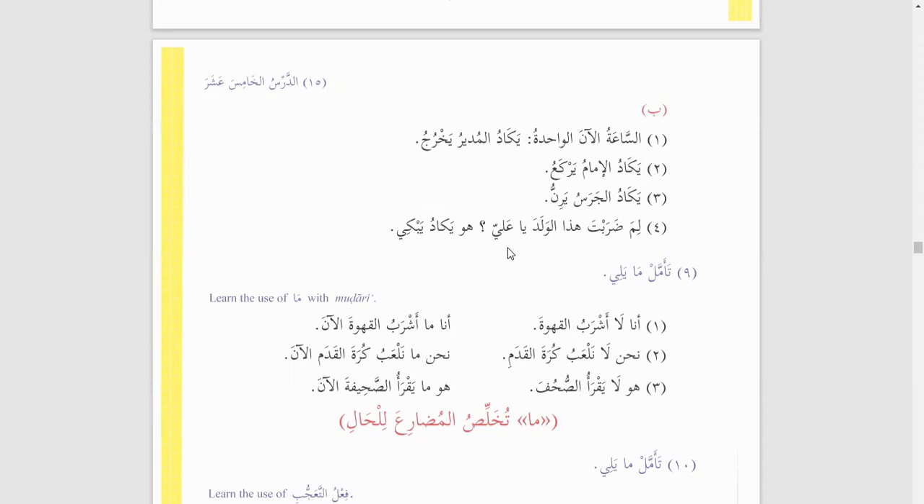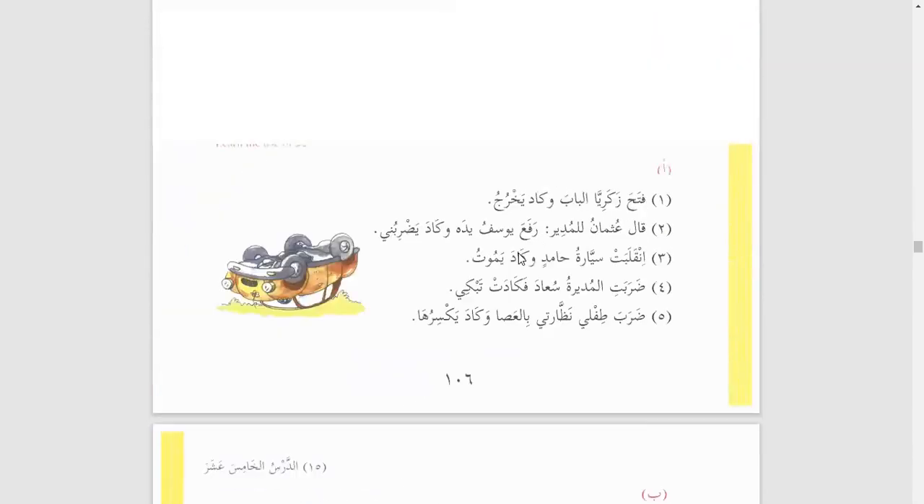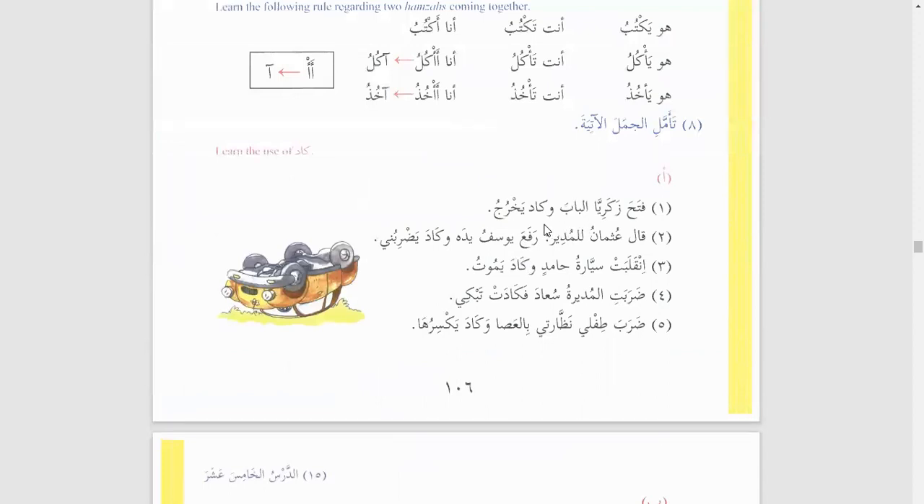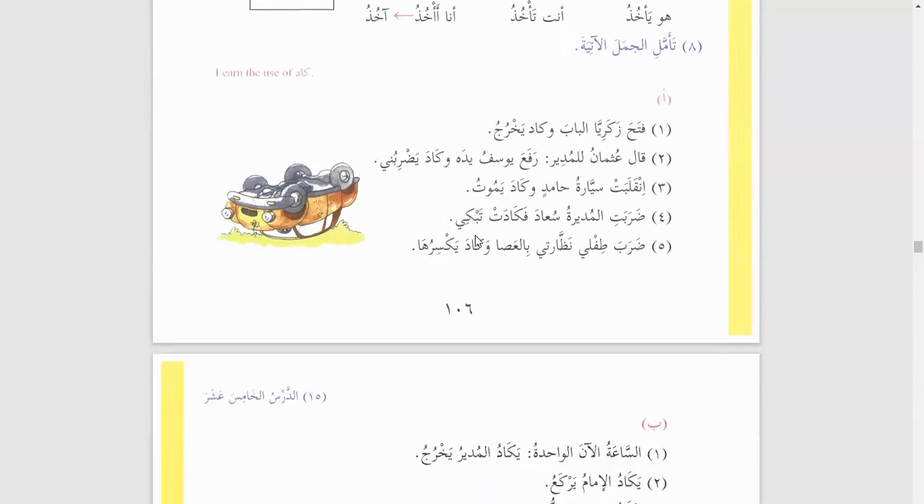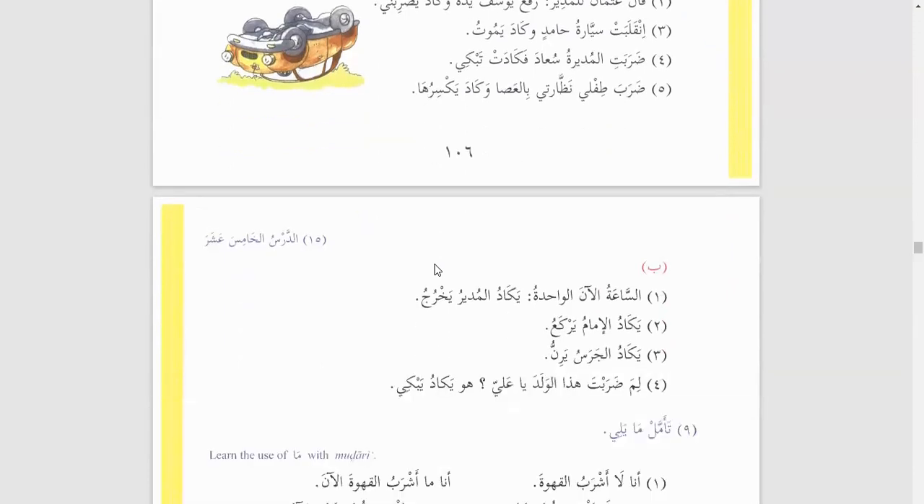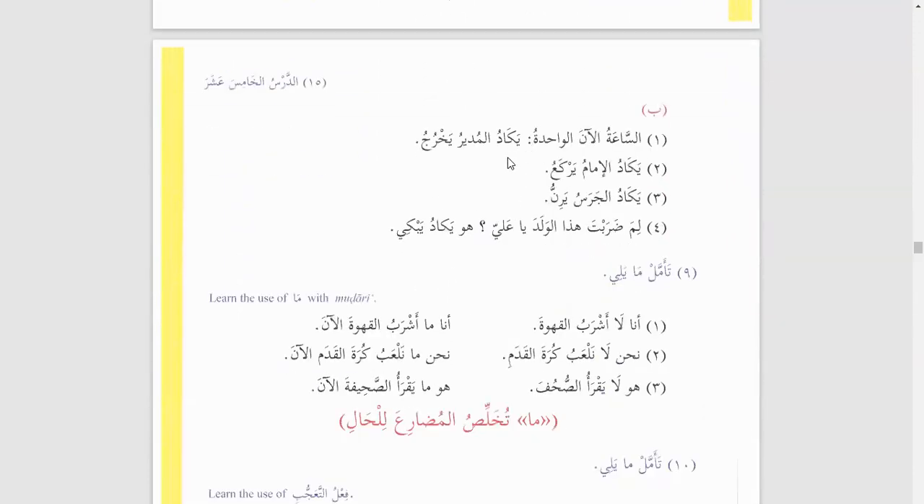Okay. So here in part Alif we have learned the use of kada in the past tense. However, we know that the verb that follows it always has to be in the present tense. So kada yakhruju, kada yadribuni, kada yamutu, kadat tabki, wa kada yaksiruha. Whereas in the present tense of kada, which is yakadu, even after the present tense we have to use again the present tense, as we can see here. Yakadul mudiru yakhruju, yakadul imamu yarka'u, and then we have 2 more examples.